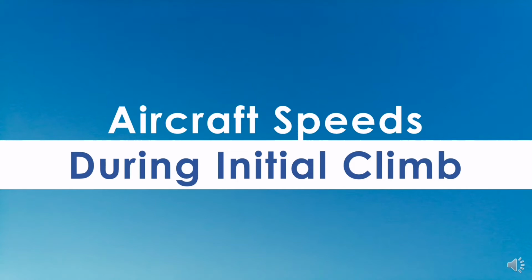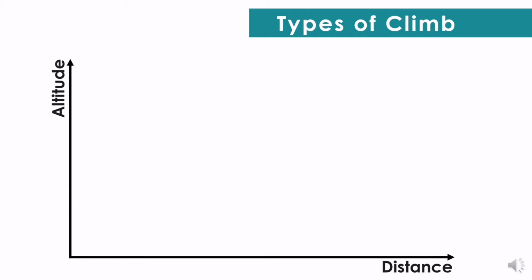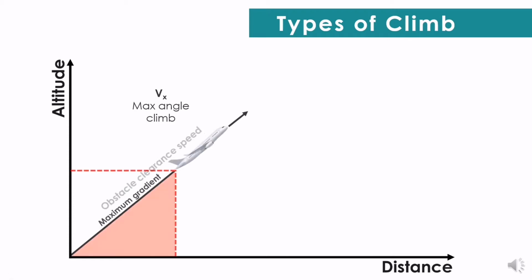Aircraft speeds during initial climb. There are three types of climb. Vx is the airspeed that gives the best gain in altitude for the shortest distance. This means that Vx gives the aircraft the best angle of climb, also called the best climb gradient speed. Max angle climb is useful if there are obstacles close to the airport, if an engine fails, or for noise abatement procedures.